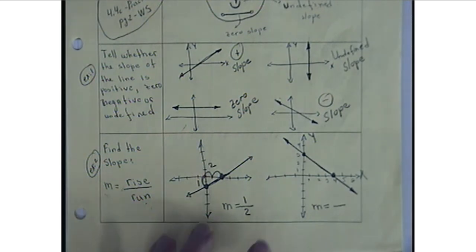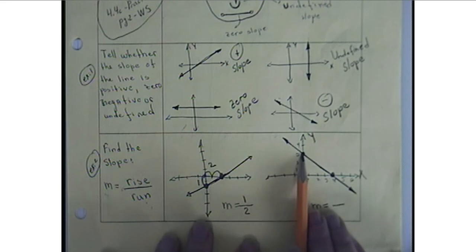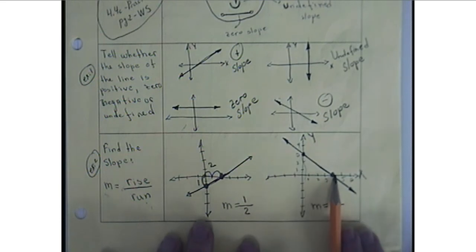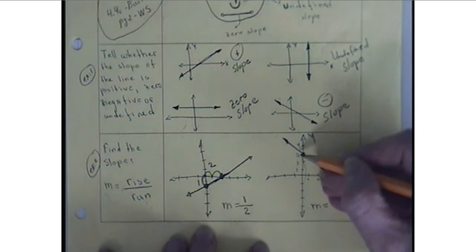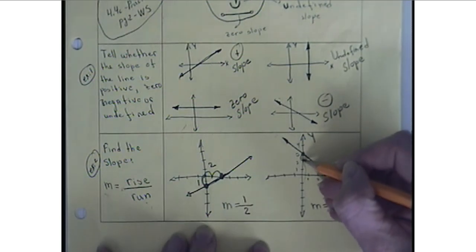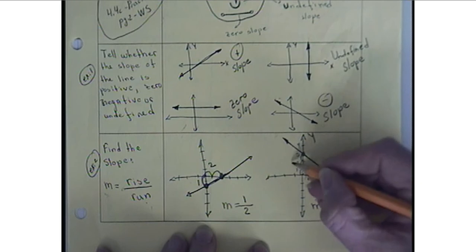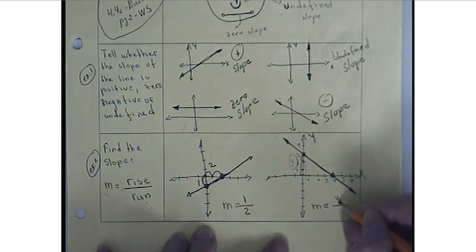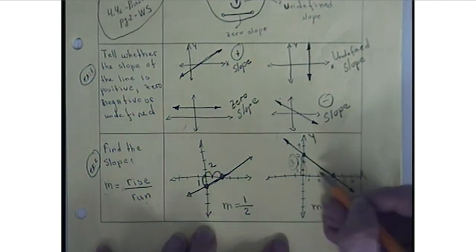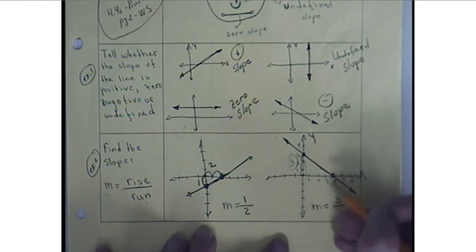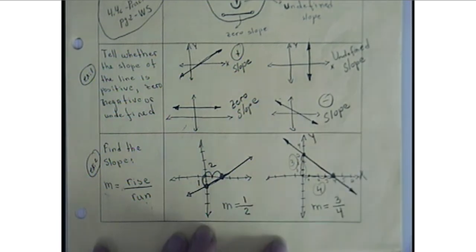Okay, so we need to get from this point, rise down, and then run to get to the next point. So let's see how many blocks do we rise down. We have 1, 2, 3 blocks. So I'm going to put number 3 here. And I know the change of y is the top number, so 3 over, and then from here we have another change that goes to x, to the next point. So we have 1, 2, 3, 4. So this will be 4 jumps. So the slope in this case will be 3 over 4.